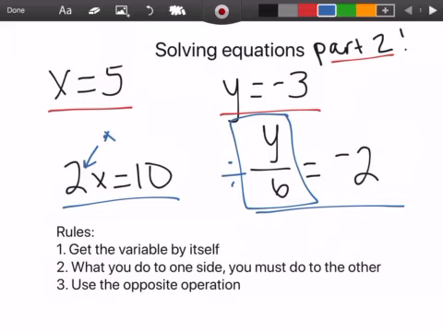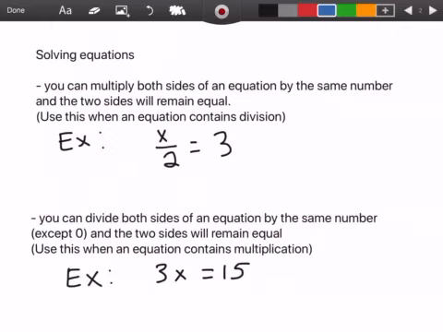Remember our 3 rules. We need to get the variable by itself. What you do to one side of the equation, you must do to the other. And we're going to use the opposite operation again to solve these to get the variable by itself. So our first property for today is that you can multiply both sides of an equation by the same number, and the two sides will remain equal. You're going to use this when you see division.